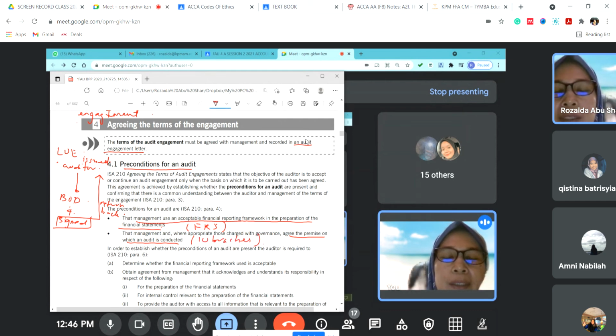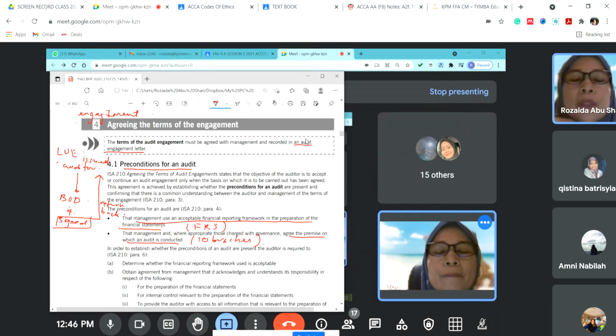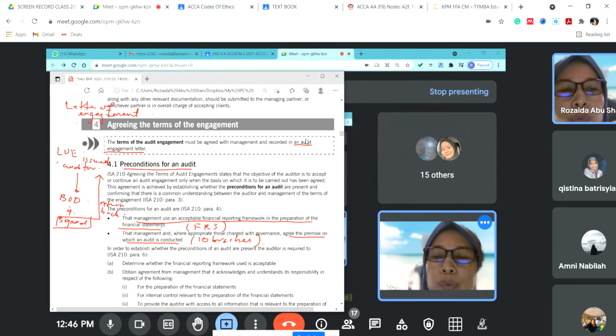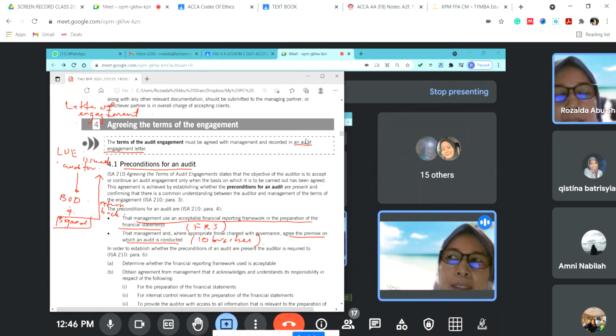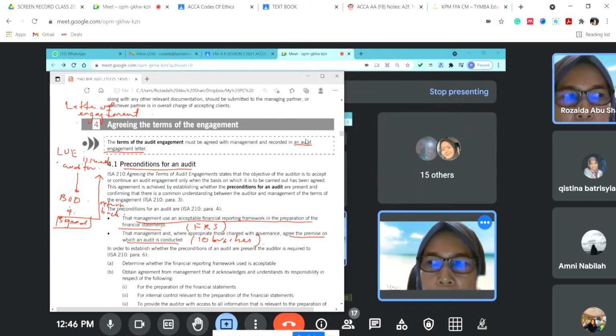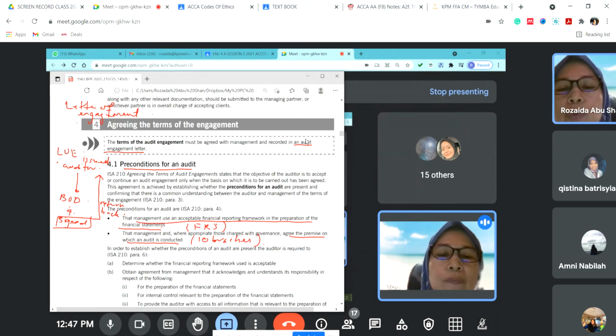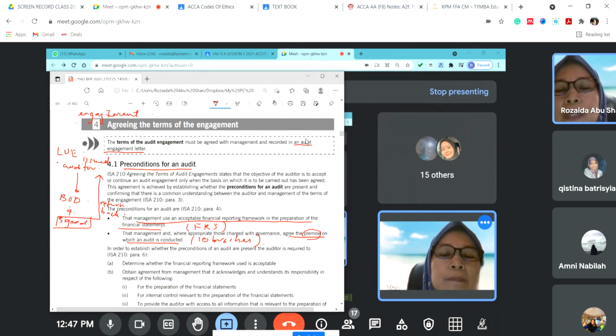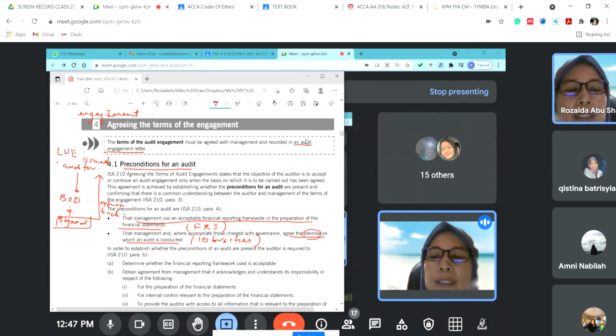Okay, 10 branches. So which branches do you want to perform the audit? Okay, as to conclude that one branch will be used as a sample for the whole branches. Okay, so you have to agree with the premise on which an audit is conducted.